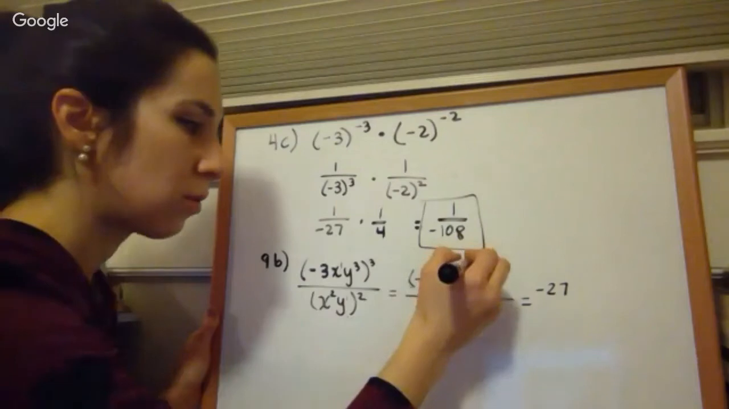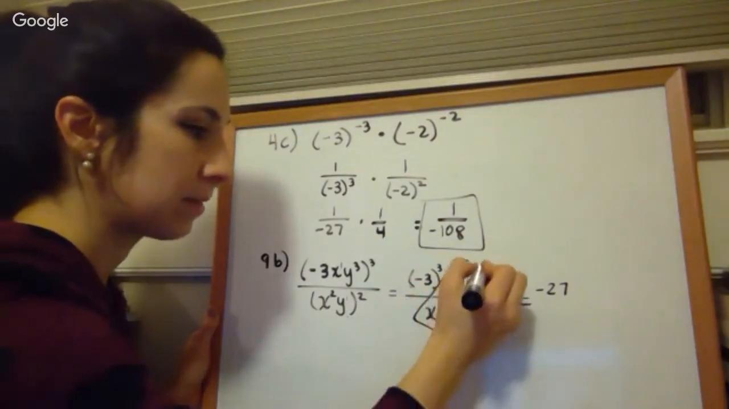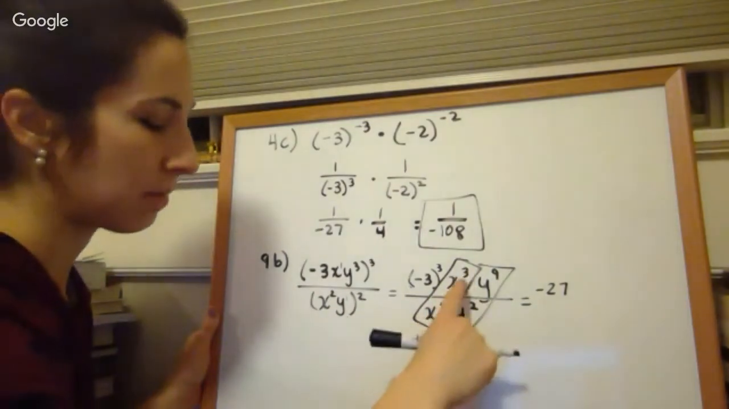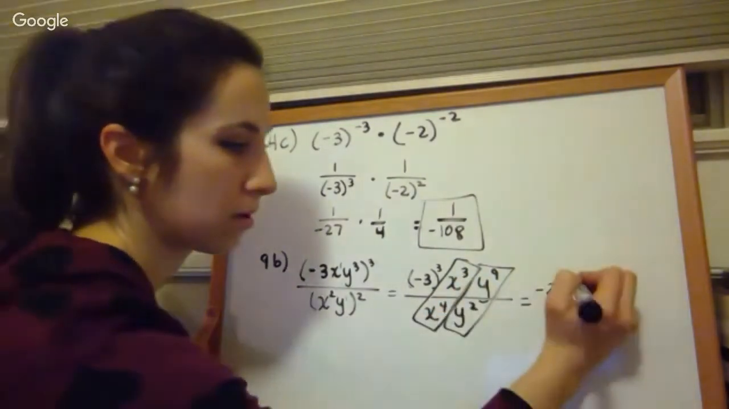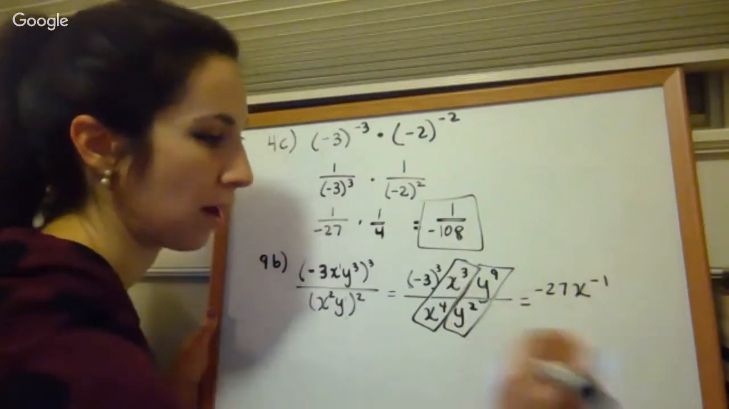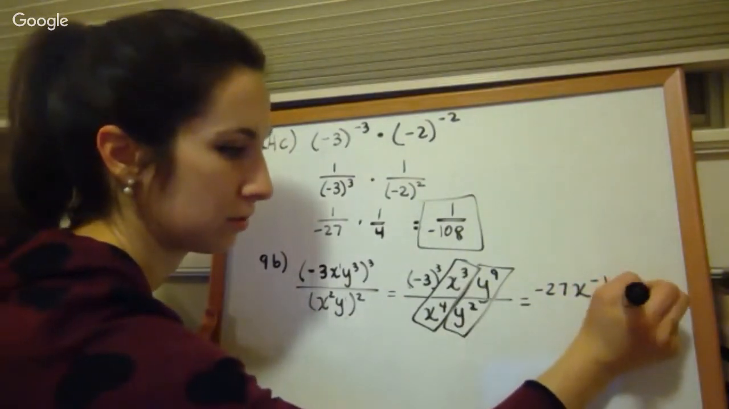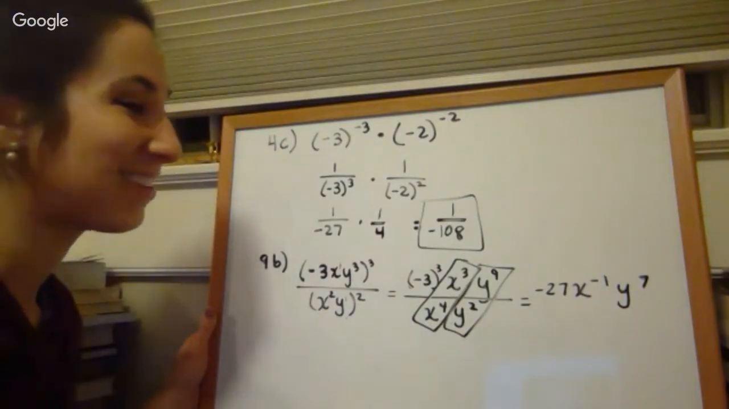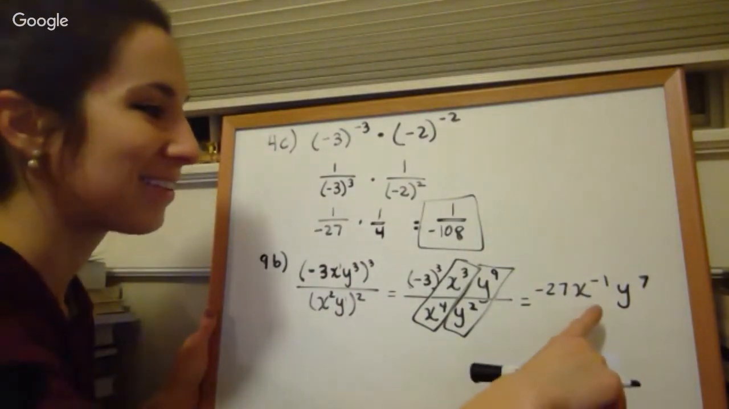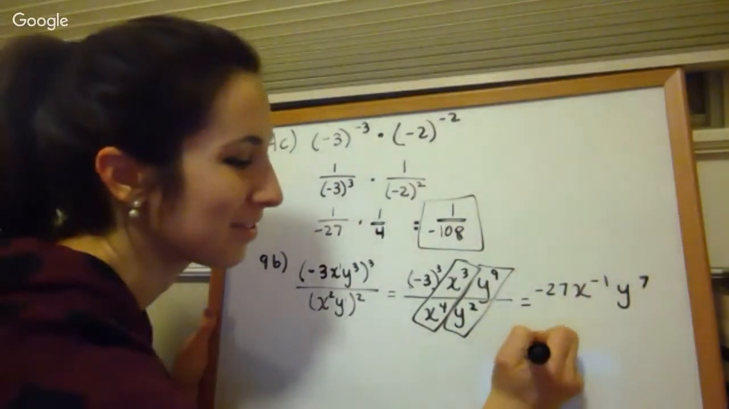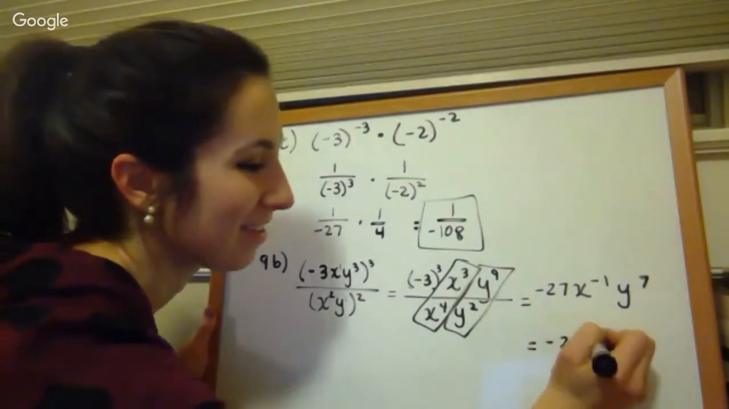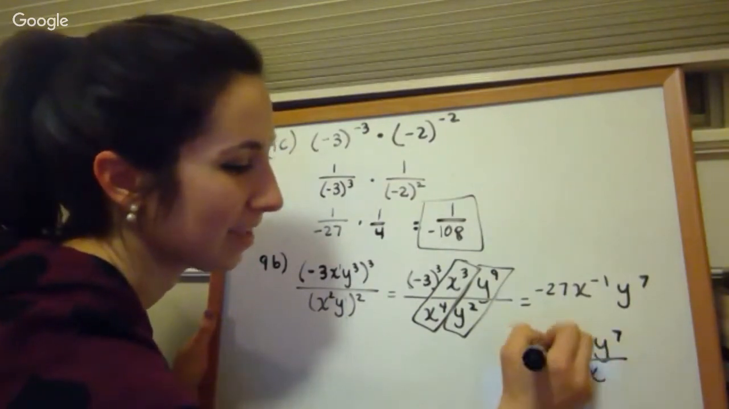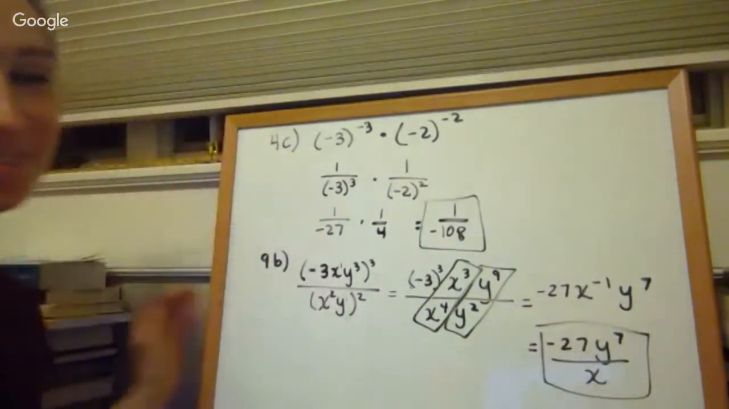And now we can use the quotient rule on these and on these. So with the x's, we get 3 minus 4. And with the y's, we get 9 minus 2. And then if you change this to positive exponents, you get negative 27 y to the 7 all over x. And that would be your final answer.